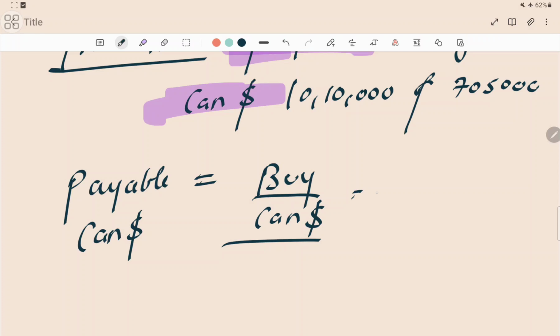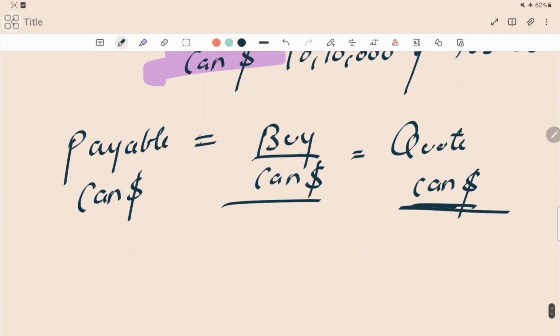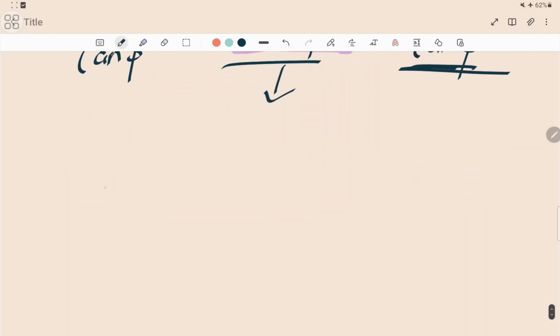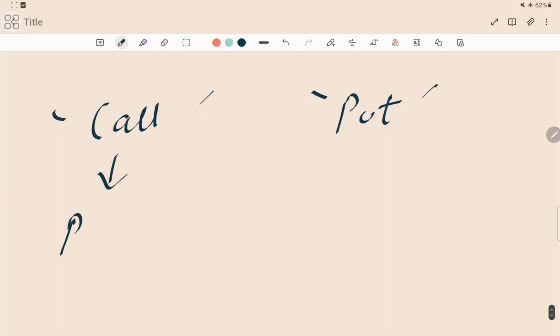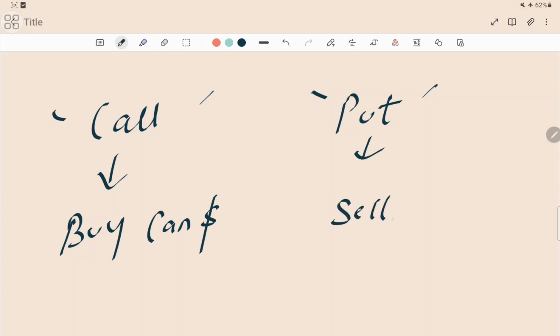Fortunately for me, the quote that is available to me is also a Canadian dollar quote. It's a dollar by Canadian dollar. Everything is matching clearly, right? So buy Canadian dollar. Now, in case of options, there is call and then there is the put option, correct? Call means what? Call is buy. Okay, buy Canadian dollar in this case, and put is sell option, correct?